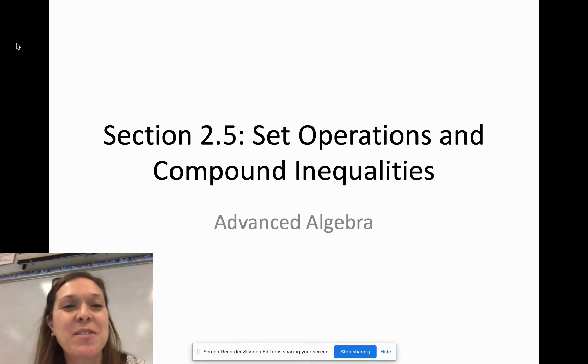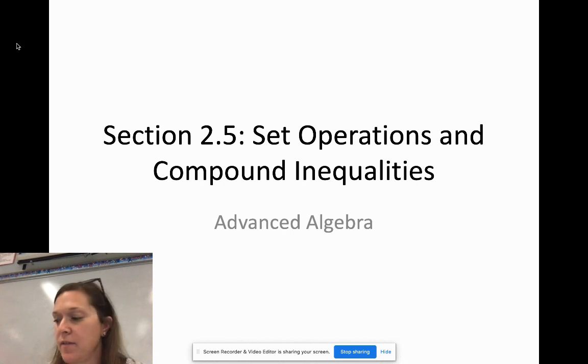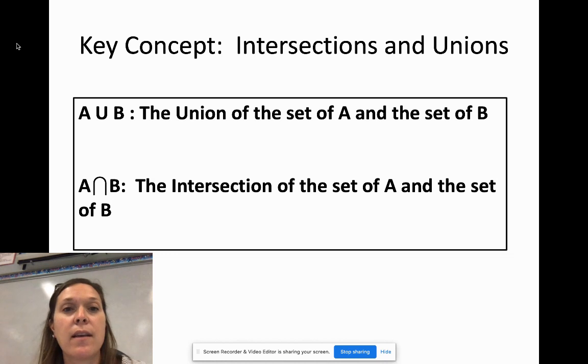Hi everyone, here are your notes for section 2.5, which has to do with set operations and compound inequalities. In section 2.4, you were solving just one variable linear inequalities and writing your answers in interval notation. So hopefully you are good to go there. So now we're going to combine those together with intersections and unions.